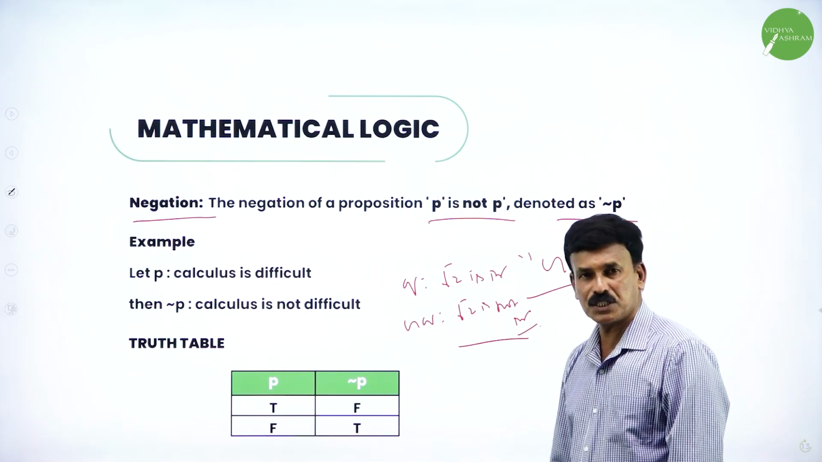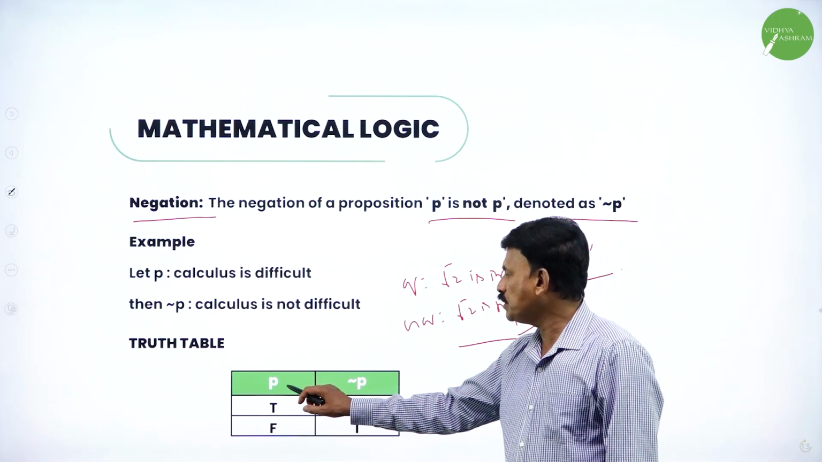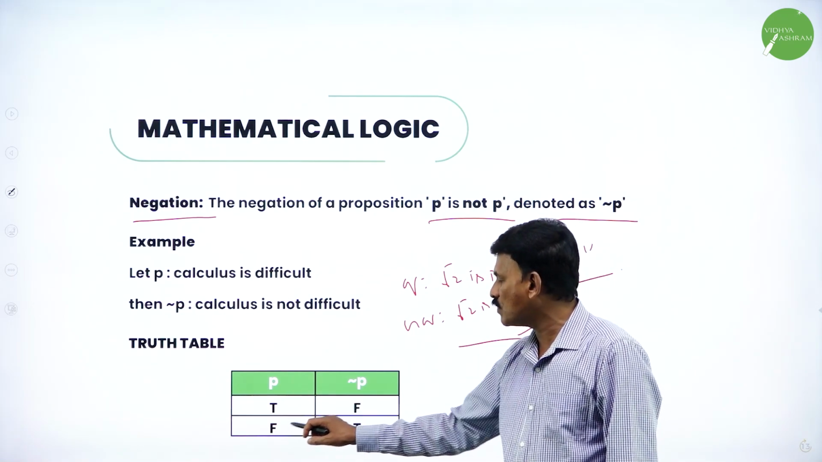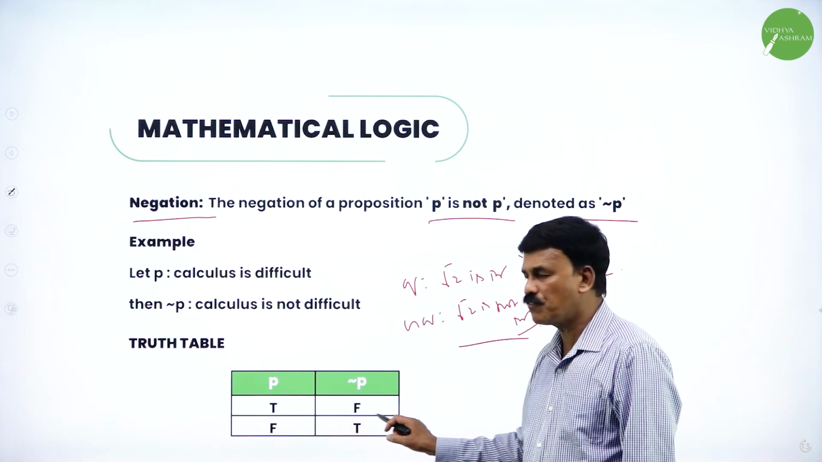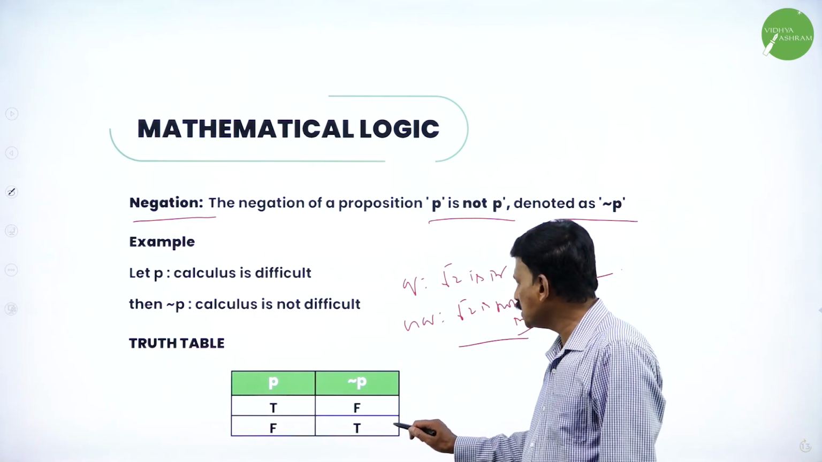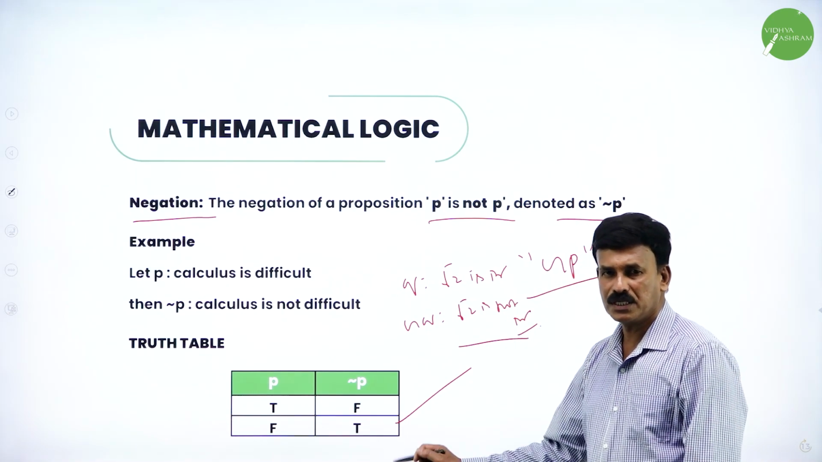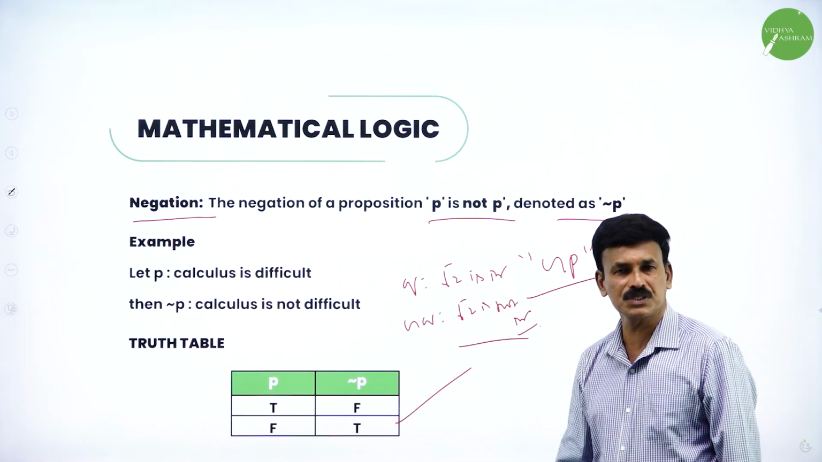So how to write the truth table? The truth table for this negation is P, negation of P. If it is true, the negation is false. If it is false, the negation is true. For T, the negation is F. For F, the negation is T. Right. This is how we are going to write the truth table for a negation. For T, the negation is F. For F, the negation is true.